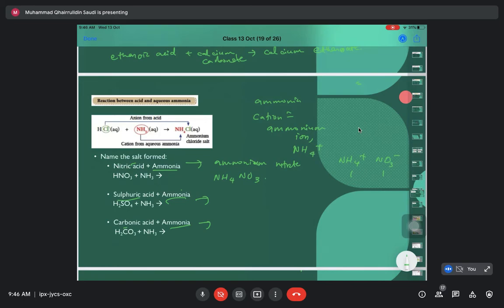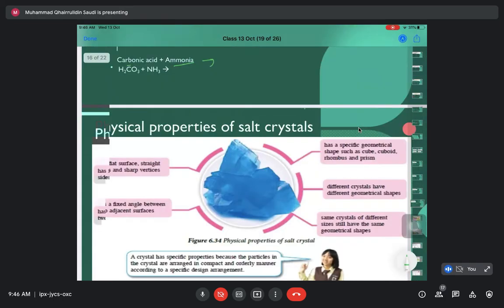Up until this point, questions? No question. Betul semua? Can I proceed? Yes. Okay, good. Now we will go into the next part. Okay, awak sekarang dah boleh bagi the definition of salt, and you can also name the salt form and write down the chemical formula for the salt form. Okay, that is good. Now we will go into physical properties of salt crystal.